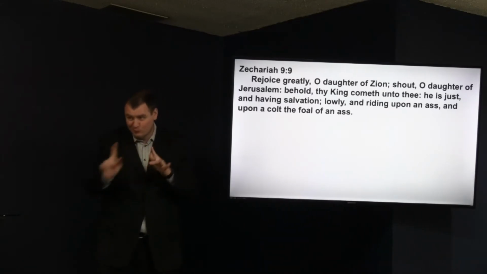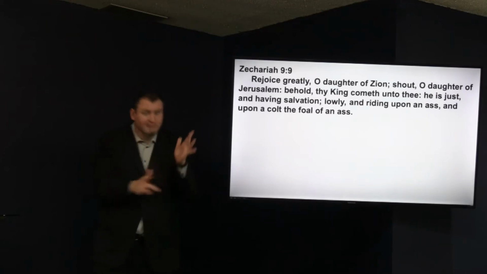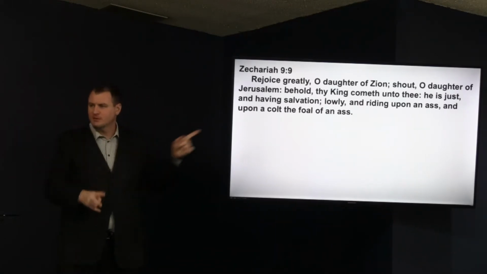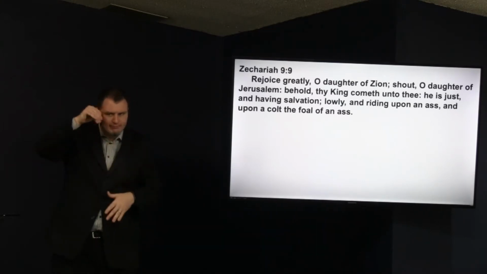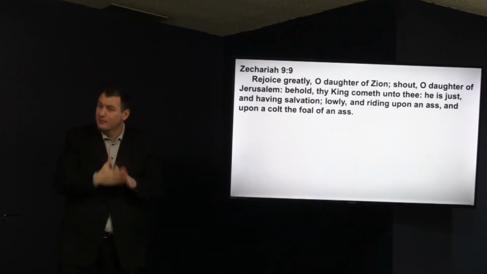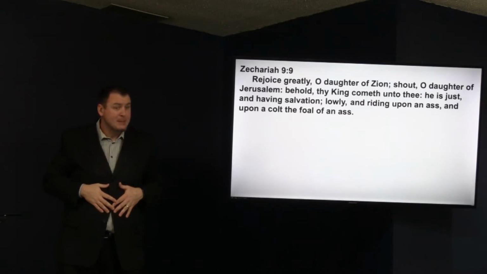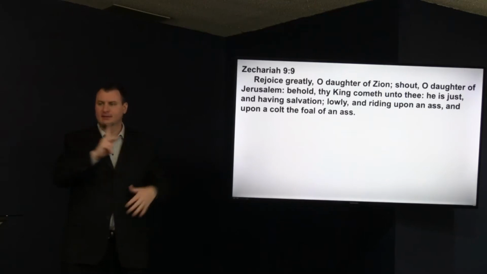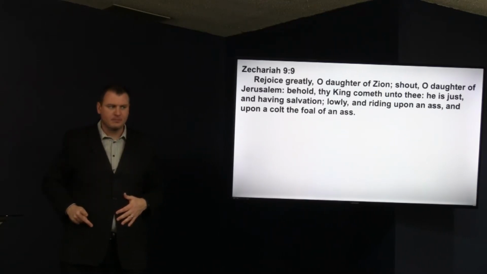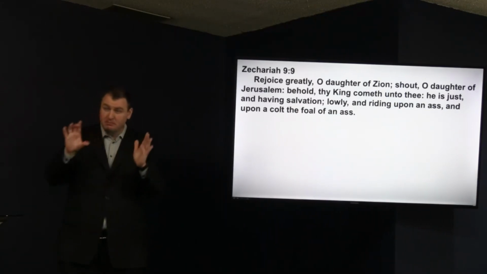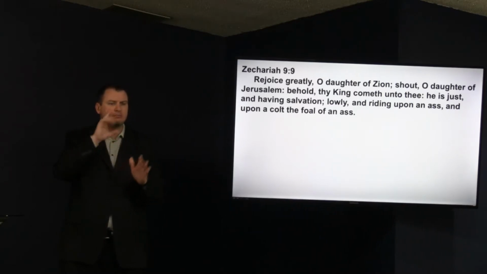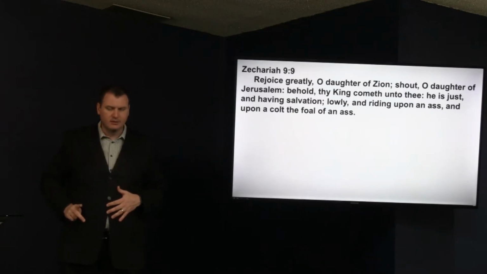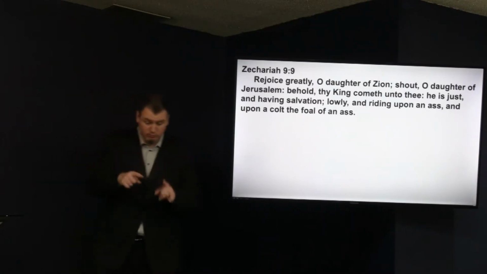This was written several hundred years before Jesus showed up. And Jesus comes and he fulfills this prophecy, riding on a donkey, going into Jerusalem. He comes as a king. And this is a picture of Jesus coming as the king.